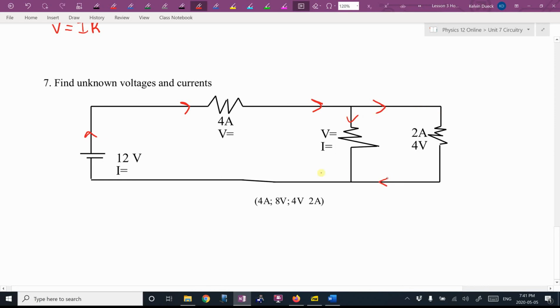Looks like we go around this way, we rejoin. Step 2, find the total current leaving the battery. Interestingly, this question actually wants me to figure that out. How many amps right there? I don't know. How many amps right here? 4 amps. Right here? 4 amps. Right here? 4 amps. How many amps leaving the battery? 4 amps.